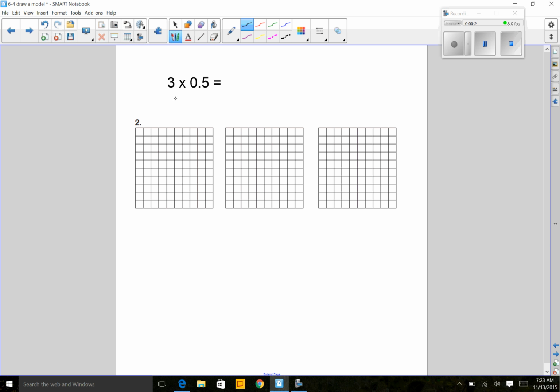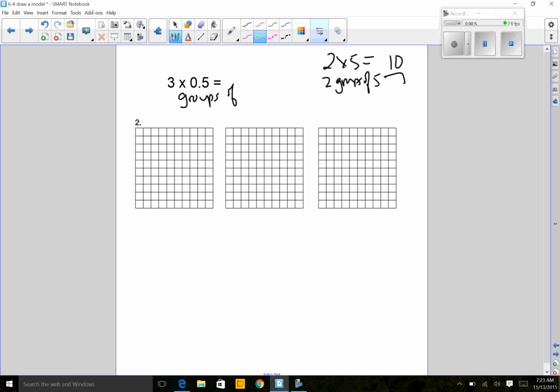So our first model, we're going to look at 3 times 5/10, which would be the same as 3 groups of 5/10. So remember, a multiplication sign is like saying groups of. So if we did 2 times 5, that's like saying 2 groups of 5. And 2 groups of 5 equals 10. But in this case, we're doing 3 groups of 5/10.